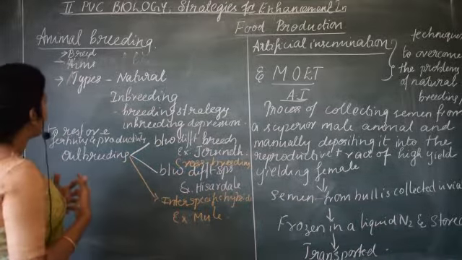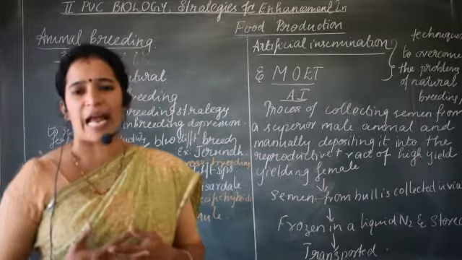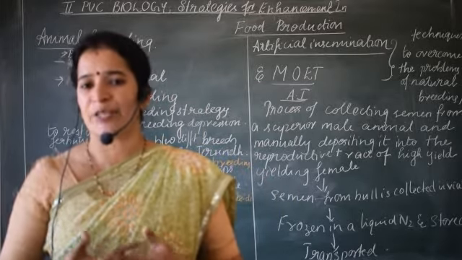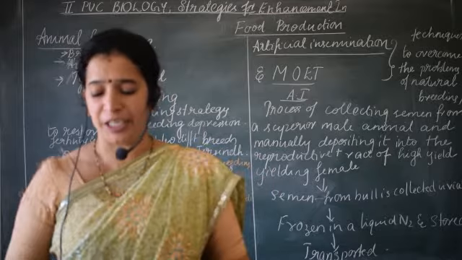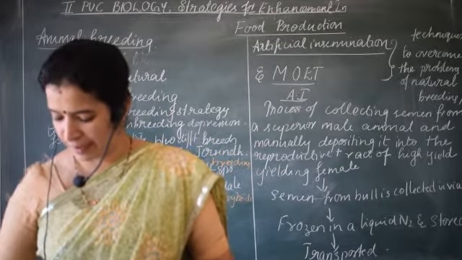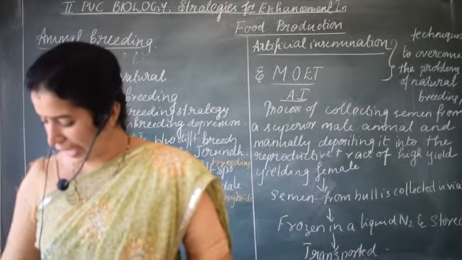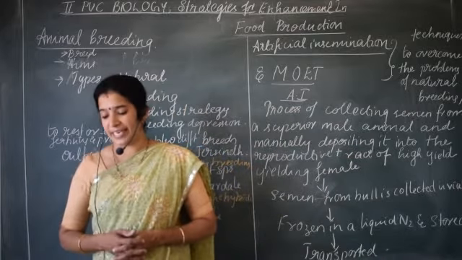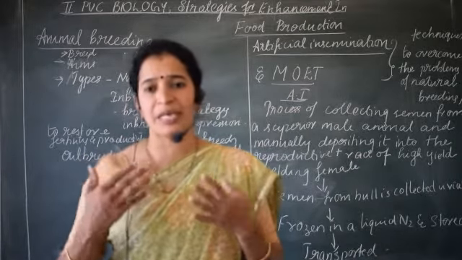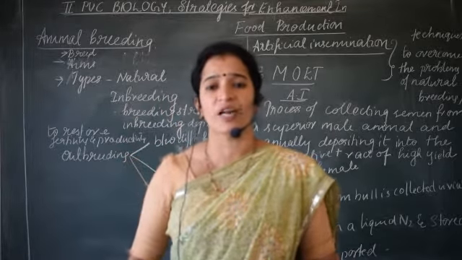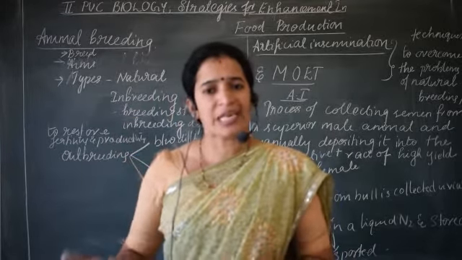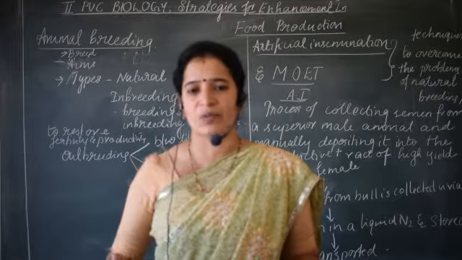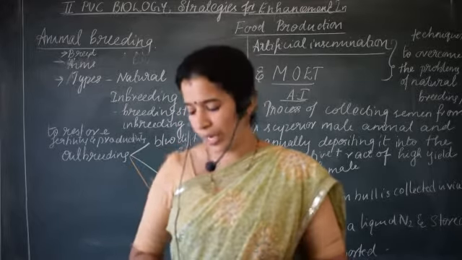Why should we go for animal breeding? Animal breeding helps us to increase the yield as well as the productivity. So what is the aim of animal breeding? The aim is to increase the yield of the animal as well as to improve the desirable qualities of the product. We have to increase the yield without compromising on the quality of the product. Quality and yield must be improved together.